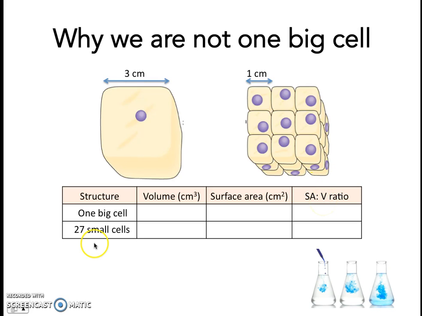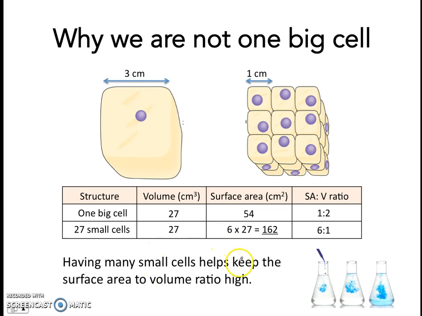Try it. Alright, so if you've calculated, you should have gotten these values. Check yourself, check your work. Okay, this one here is because it's 27 small cells and each one has 6 cm square of surface area. So total is 162. Right, so what do you notice? First thing, volume is exactly the same, but the big cell has a smaller surface area compared to the 27 small cells. And therefore, having many small cells helps keep the surface area to volume ratio higher.